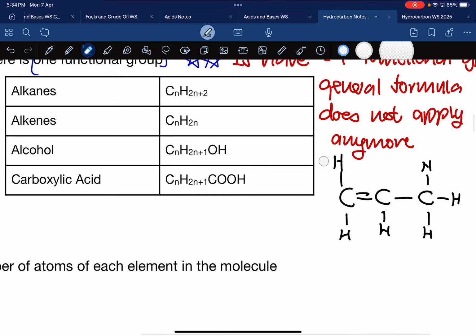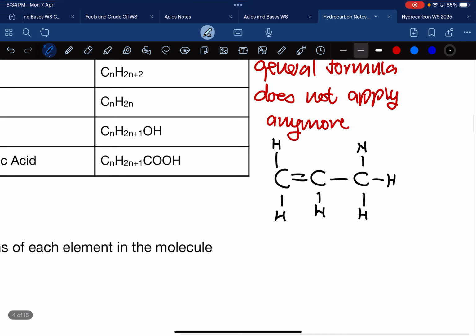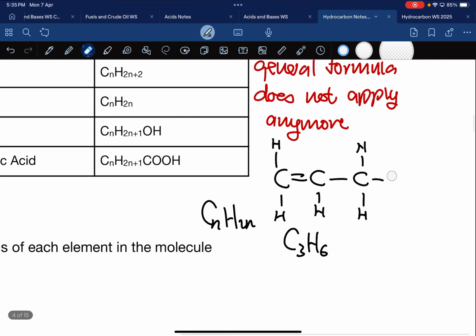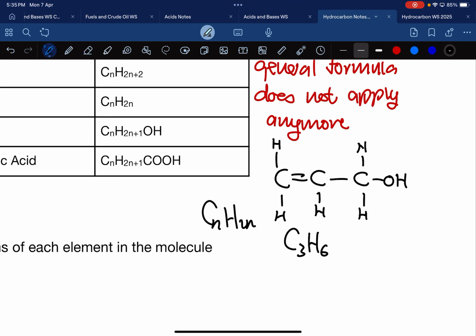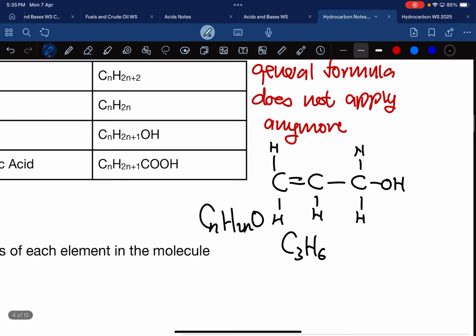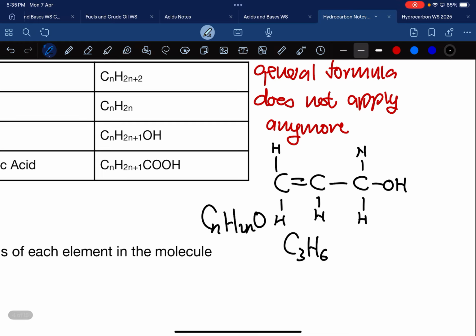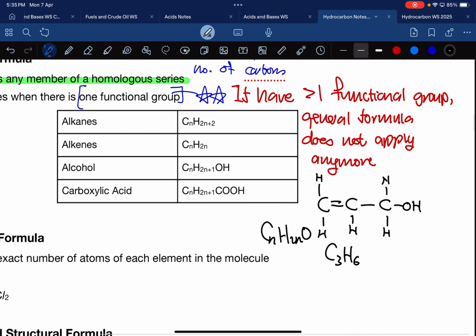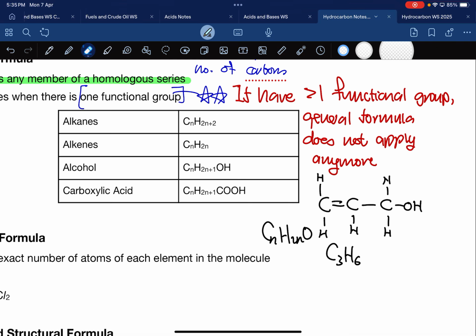Okay, Jarius, since you asked, can you give me the formula of this fella? Of propene. C3H6, I agree. I follow the CnH2n general formula. What if I introduced an alcohol here? Then the formula breaks, right? Because it will be like this, which shouldn't be the case. So what I'm trying to say is, the general formula only works if I only got one functional group. Get it? Okay. Any questions? Good.